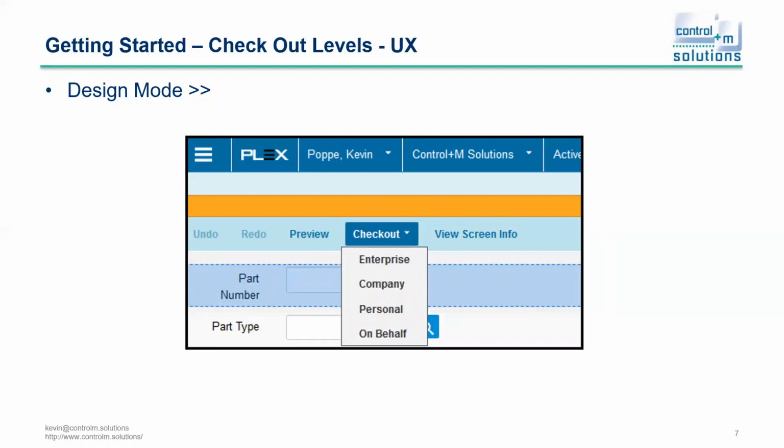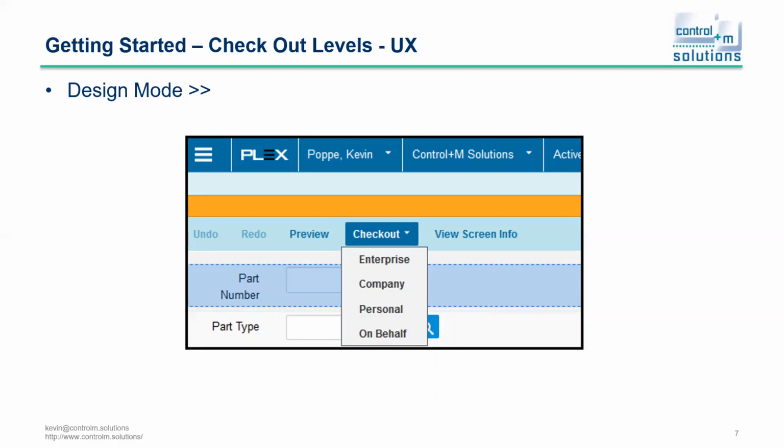In UX, the checkout feature works pretty much the same way. There's one additional option, though, in UX that is really nice to have. So in UX, notice there's an on behalf of option. And the way I like to describe that is, let's say you have a screen that likes to return sales order history, and customer service people in your organization use that screen a lot.